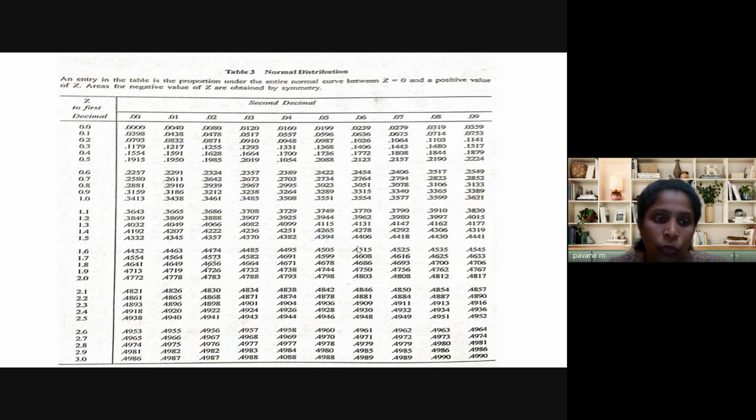And next one, find the area between z is equal to minus 0.4 and z is equal to 0.6. That means a negative value and a positive value. So at the center there is a 0. From that center you take the left side value as minus 0.4 and the right side value as 0.6. Between these values, what is the area covered? Again you go to the table, consider the 0.4 value and the 0.6 value. 0.4 means 0.1554 and the 0.6 value means 0.2257.